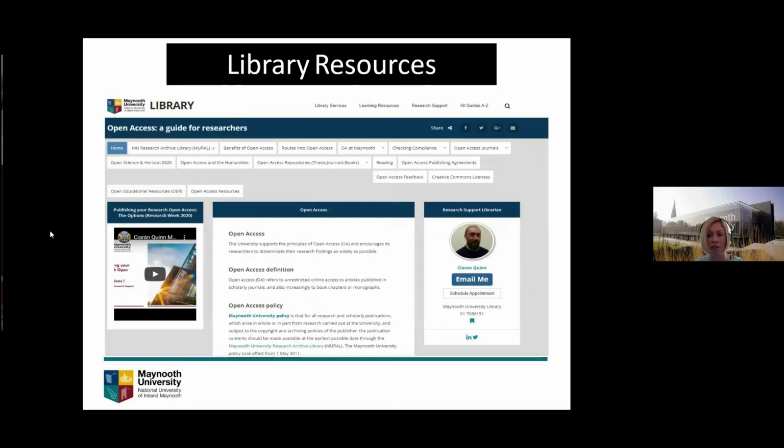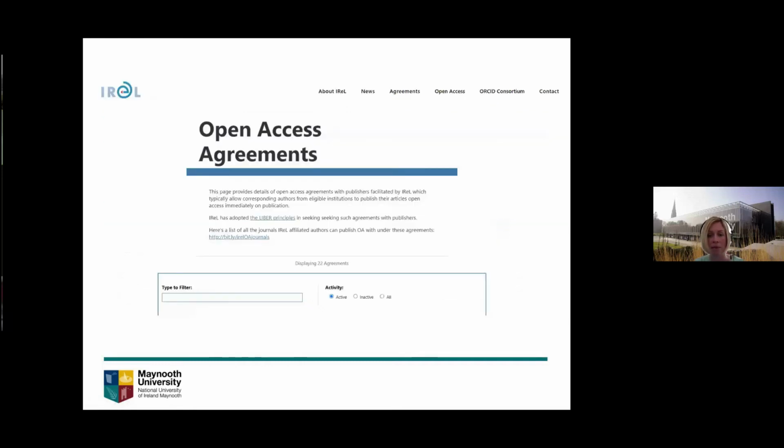And then, of course, there's also the IReL open access agreement page, which is really handy if you just want to see if the publisher is involved. You can type in the publisher's details there. And of course, you can always contact myself and Hugh directly if you have any questions, and our emails will be at the end of this presentation as well.